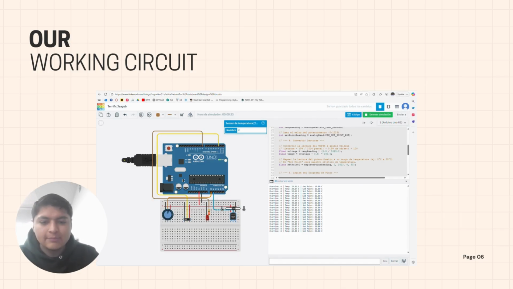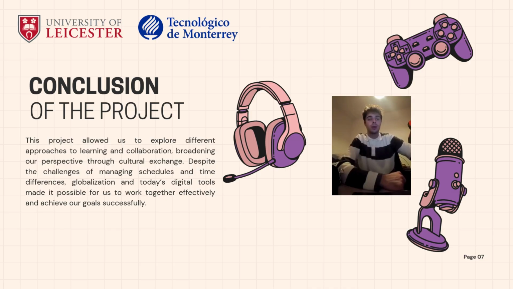At the right, we have the different information we can have from the system, and at the left, we have all the circuits. This project allowed us to explore different ways of working and learning, broadening our perspective through cultural exchange. Although managing schedules and time differences was a challenge, thanks to globalization and today's digital tools, we were able to collaborate and successfully achieve our goals.